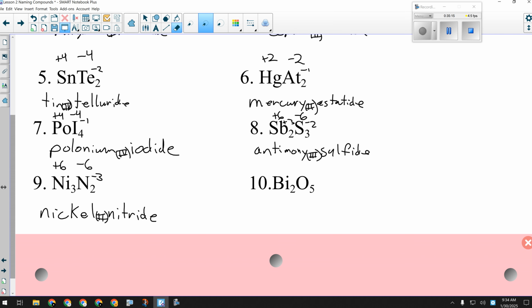And then for the last one here, Bi is bismuth. And I capitalized it, which I should have. Bismuth, and it's with oxygen, oxide. Oxygen's in group 16, where everything has a -2 charge. -2 times 5 is -10. So we've got to get +10 from 2 bismuth. 10 divided by 2 is 5. So V would be our Roman numeral there. Questions on that?